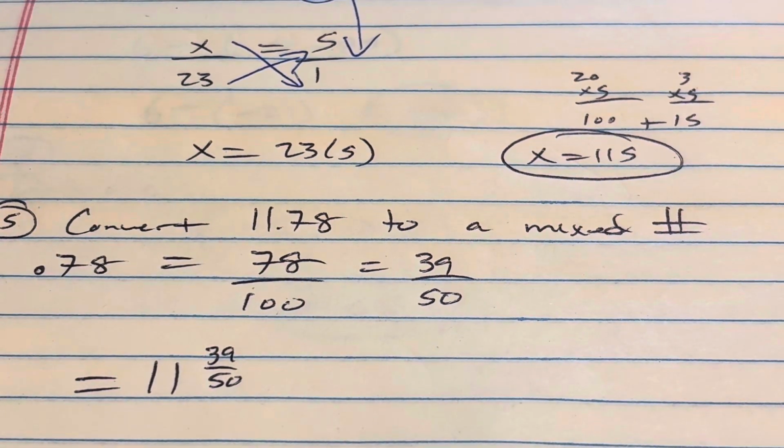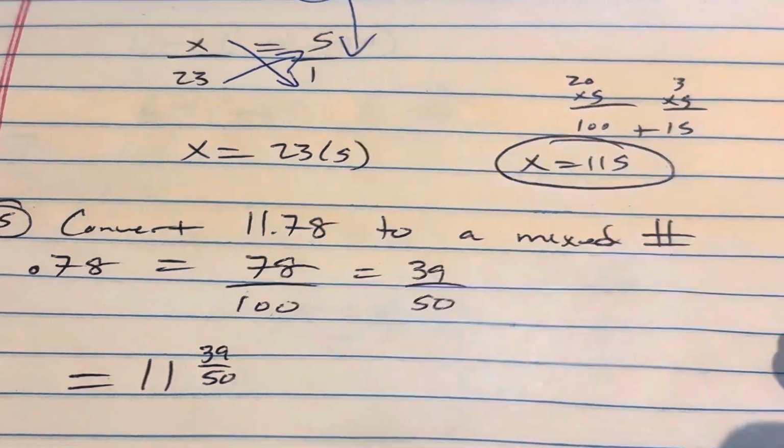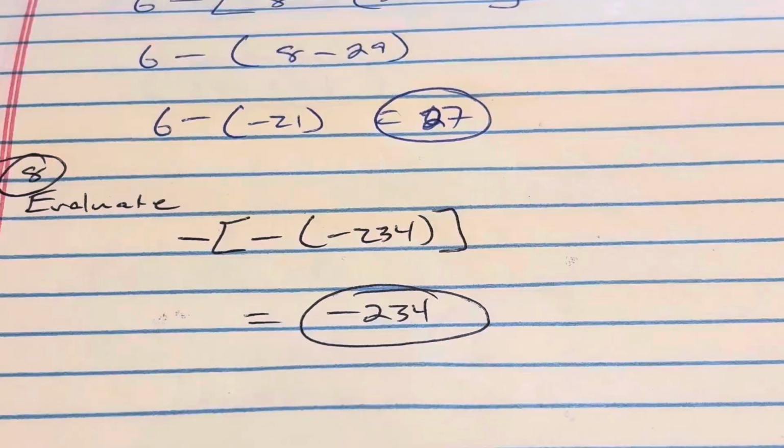All right, number 5, convert 11.78 to a mixed number. So it's 11 and something, so 0.78. 78 over 100, I can divide by 2. 39 over 50 is not going to be simplified, so 11 and 39 over 50.